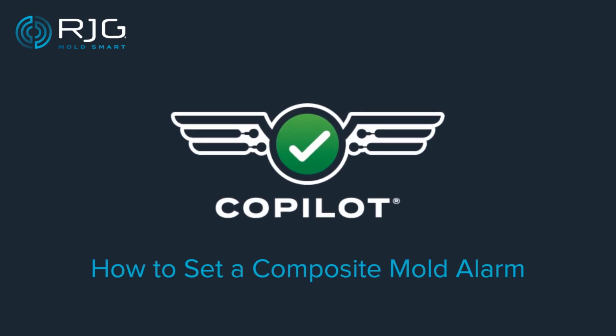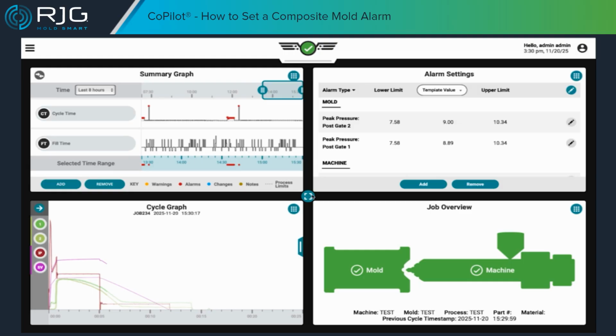RJG CoPilot, how to set a composite mold alarm. Composite mold alarms are available when there are multiple sensors of the same type in the mold. Instead of setting up alarms for each sensor, composite alarms can be established. For our example, we have 2 peak pressure at post gate sensors, and we would like to set up an alarm letting us know if the average pressure goes above or below certain limits.